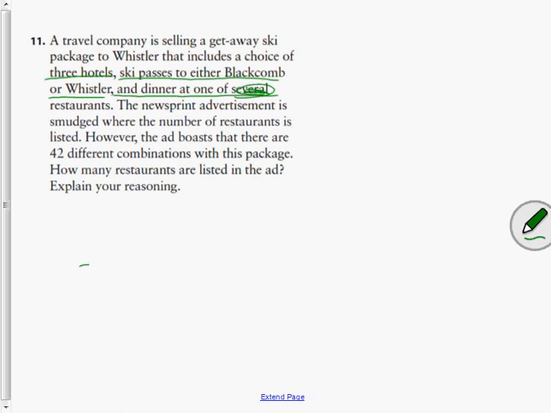So we know that the hotels are 3 different choices. The ski passes are 2 different hills. And this one we can't see, but we know that there are 42 different combinations. So this is really what the question is asking you. So 3 times 2 is 6, and 6 times what is 42? The answer is 7. So how many different restaurants are listed in the ad? There would be 7 different restaurants.